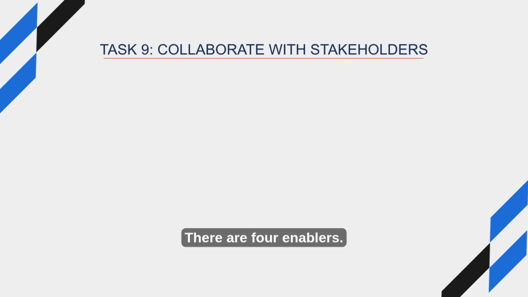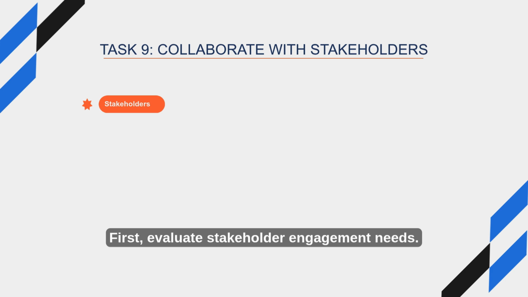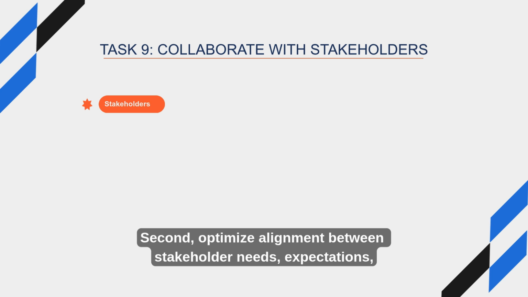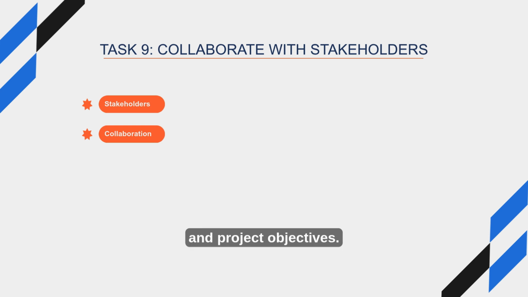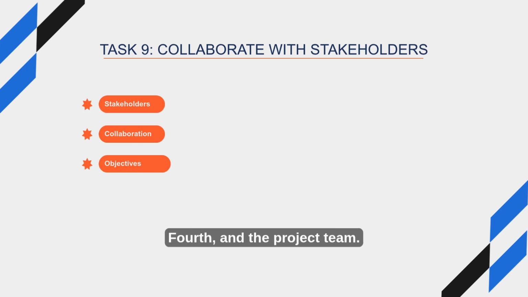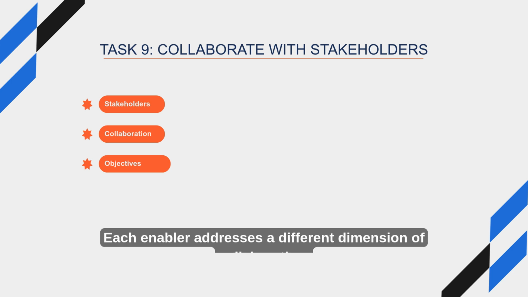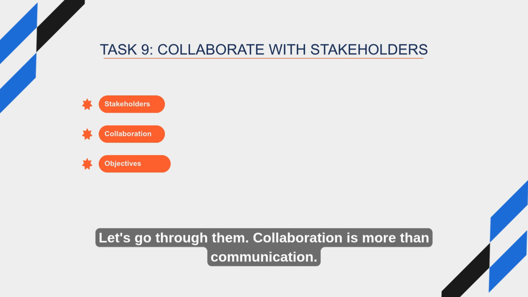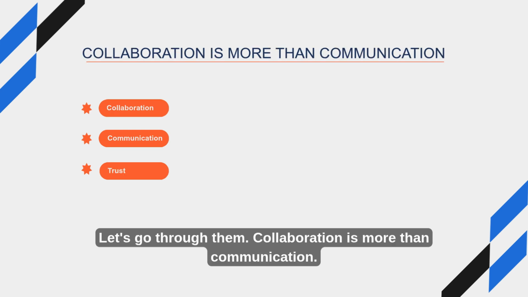There are 4 enablers. First, evaluate stakeholder engagement needs. Second, optimize alignment between stakeholder needs, expectations, and project objectives. Third, build a trusting relationship between stakeholders and the project team. Fourth, engage stakeholders by category. Each enabler addresses a different dimension of collaboration. Let's go through them. Collaboration is more than communication.